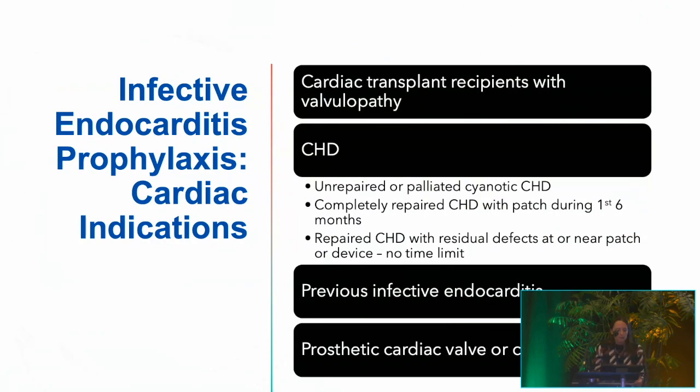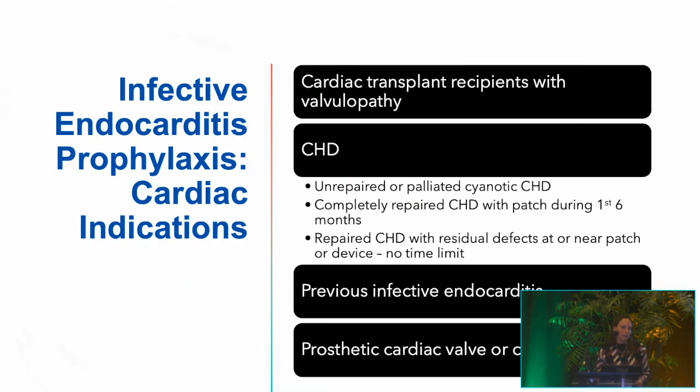And finally, infective endocarditis prophylaxis. Please, when in doubt, just give it. I've never regretted giving Ancef in my life to these patients. But just to quickly review: cardiac transplant patients with valvulopathy, any patient with congenital heart disease that is unrepaired or completely repaired with a patch within 6 months, repaired congenital heart disease with residual defects at or near the patch, and previous infective endocarditis, prosthetic cardiac valve or conduit, give it to all.